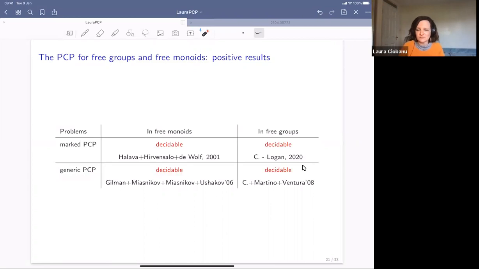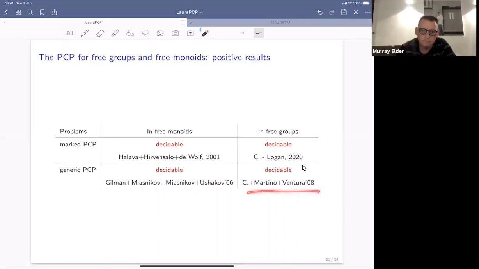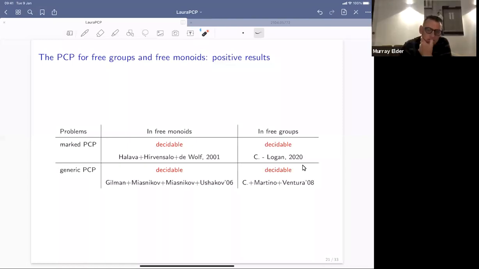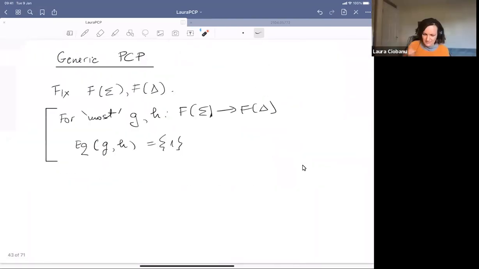What does most mean? Well, I would need to define. Typically, you look at the images of your maps being random words in a ball of radius n, where you let n go to infinity. So it's something that we've done a lot in group theory for the last 15, 20 years, maybe. So it's decidable. And actually, my interest in PCP was when I was in Barcelona with Armando and Enrique, we were looking at something else, in fact, the Hanna Neumann conjecture, and we showed that PCP in free groups is decidable for most maps. And I want to tell you just a bit of why that happens, right?